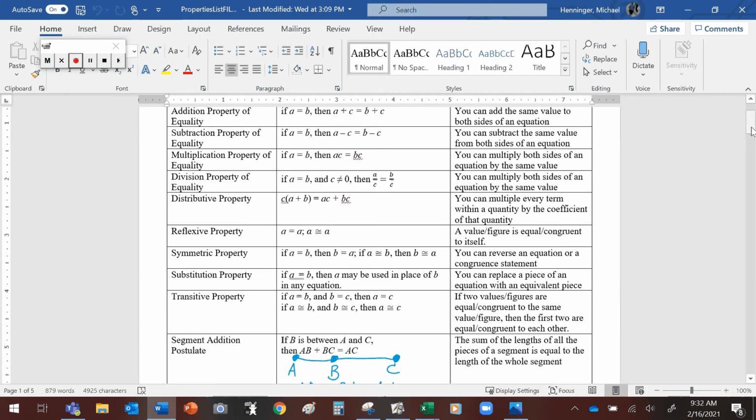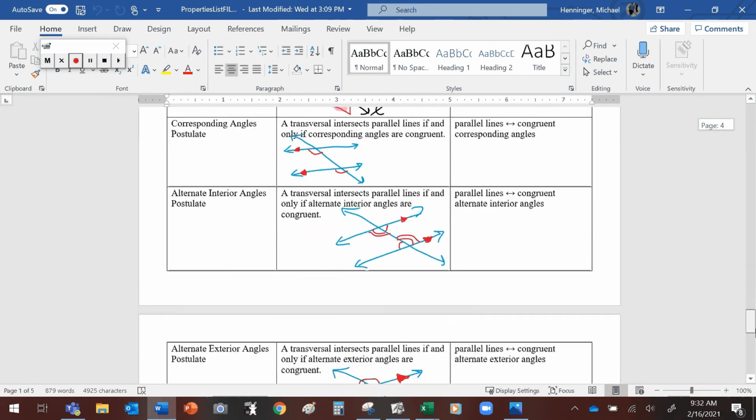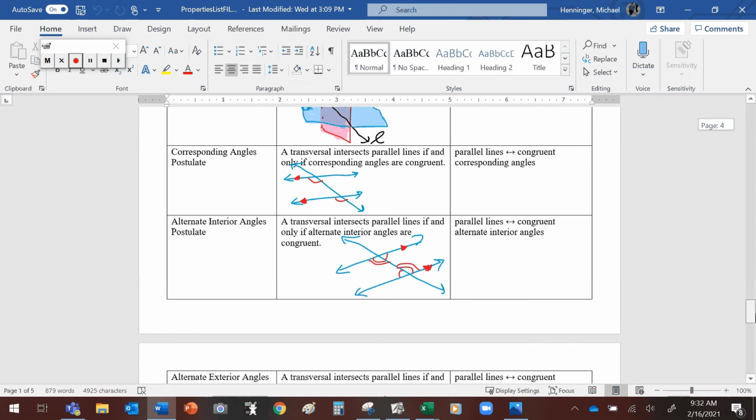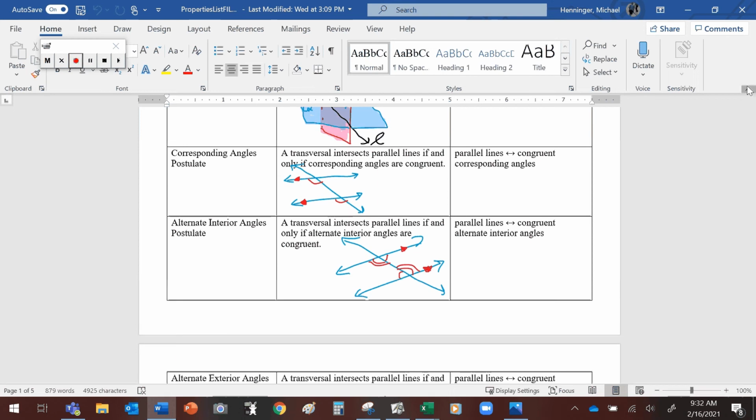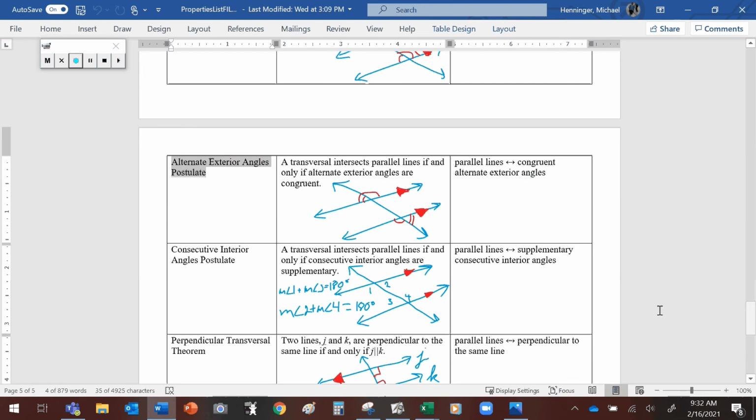If we're trying to prove that lines are parallel, let's take out that property list and go back to the stuff that we know about parallel lines. Well, we have basically these four right here. We have the corresponding angles postulate, the alternate interior angles postulate, alternate exterior angles postulate, and consecutive interior angles postulate. Those four are basically going to be the big ones that we need.